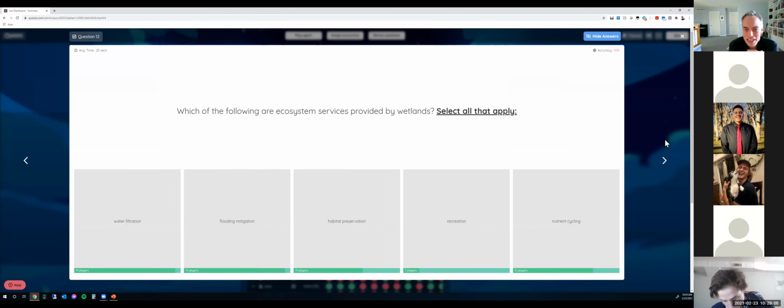Which of the following are ecosystem services provided by wetlands? Select all that apply. In this case, all 5 answers were correct. Water filtration, flooding mitigation, habitat preservation, recreation, and nutrient cycling. And that's helping to point to the fact that wetlands are one of the most important types of ecosystems that we have in terms of the services that they provide, and therefore are areas that need to be protected.